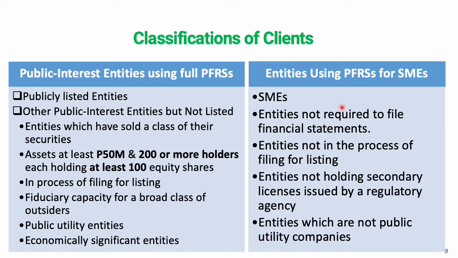So even if you become a CPA and engage in public practice, it's not pala that you can audit all types of clients. So there will be limitation. Like in this case, there's a certain category of practitioner who can audit a specific type of client. So like in this case, if you're a category A practitioner, you can audit both. But if you're a category B practitioner, you can only audit entities using PFRS for SMEs. So smaller companies only.